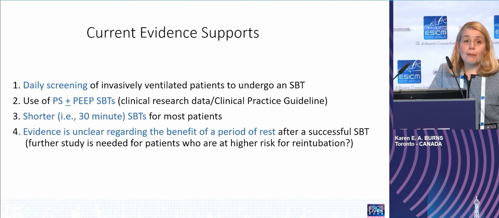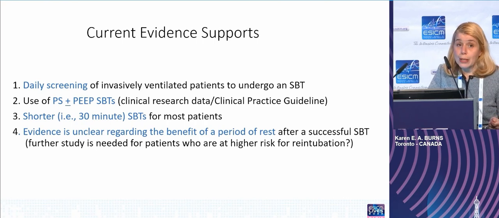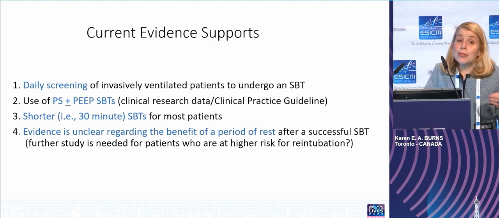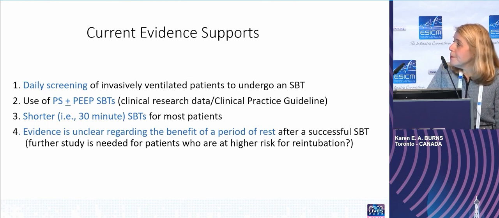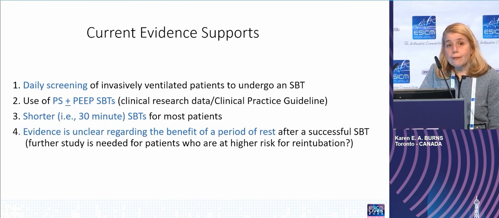So really, this is my final slide, but what's the take-home message from all of this review of the literature? That daily screening, I think, is the minimum threshold that we should be using in clinical practice to identify patients at the earliest time that they're eligible to undergo an SBT. When we do an SBT, I think at present the literature, at least the clinical literature, favors pressure support plus PEEP SBTs. It seems that shorter, so 30-minute SBTs, are good for most patients. Again, the caveat, we don't know who needs a longer SBT, and the evidence is really unclear about whether a period of rest is warranted after a successful SBT.